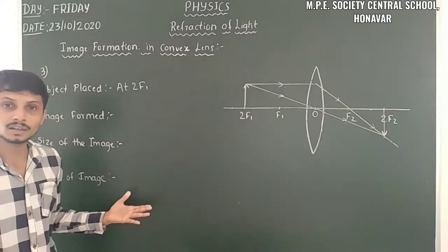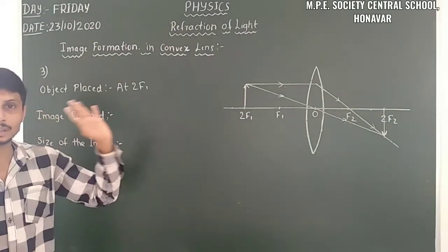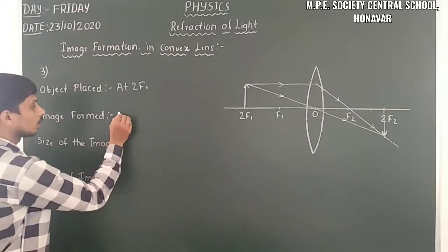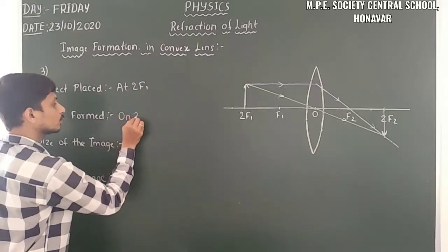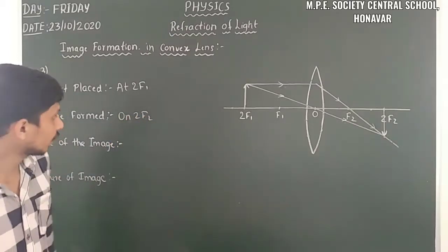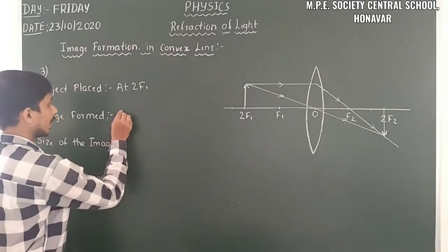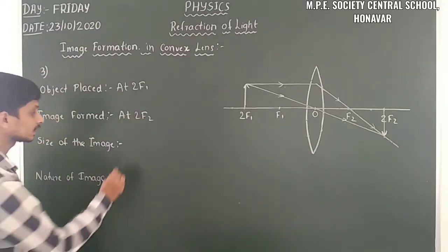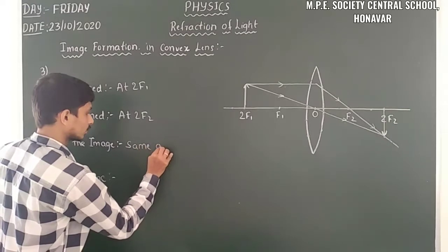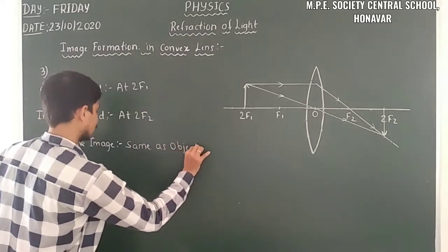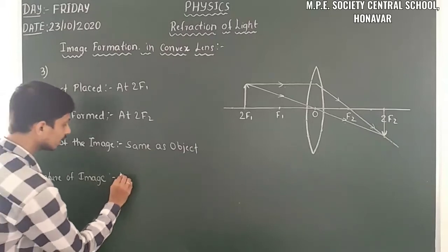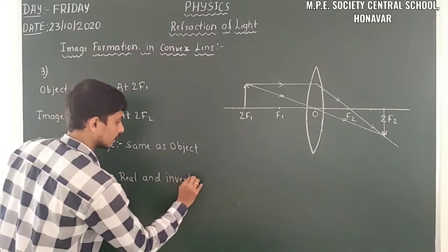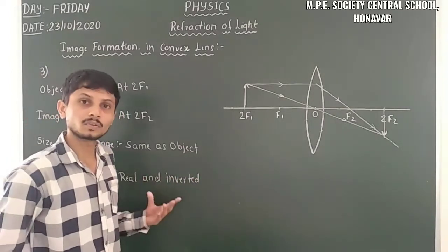So let us take all the conditions here, all the properties of this image formation. Where is the image formed? At 2f2. So here we have to write at 2f2. Then what is the size of the image? Same as object. Finally, what is the nature of the image? It is real and inverted.